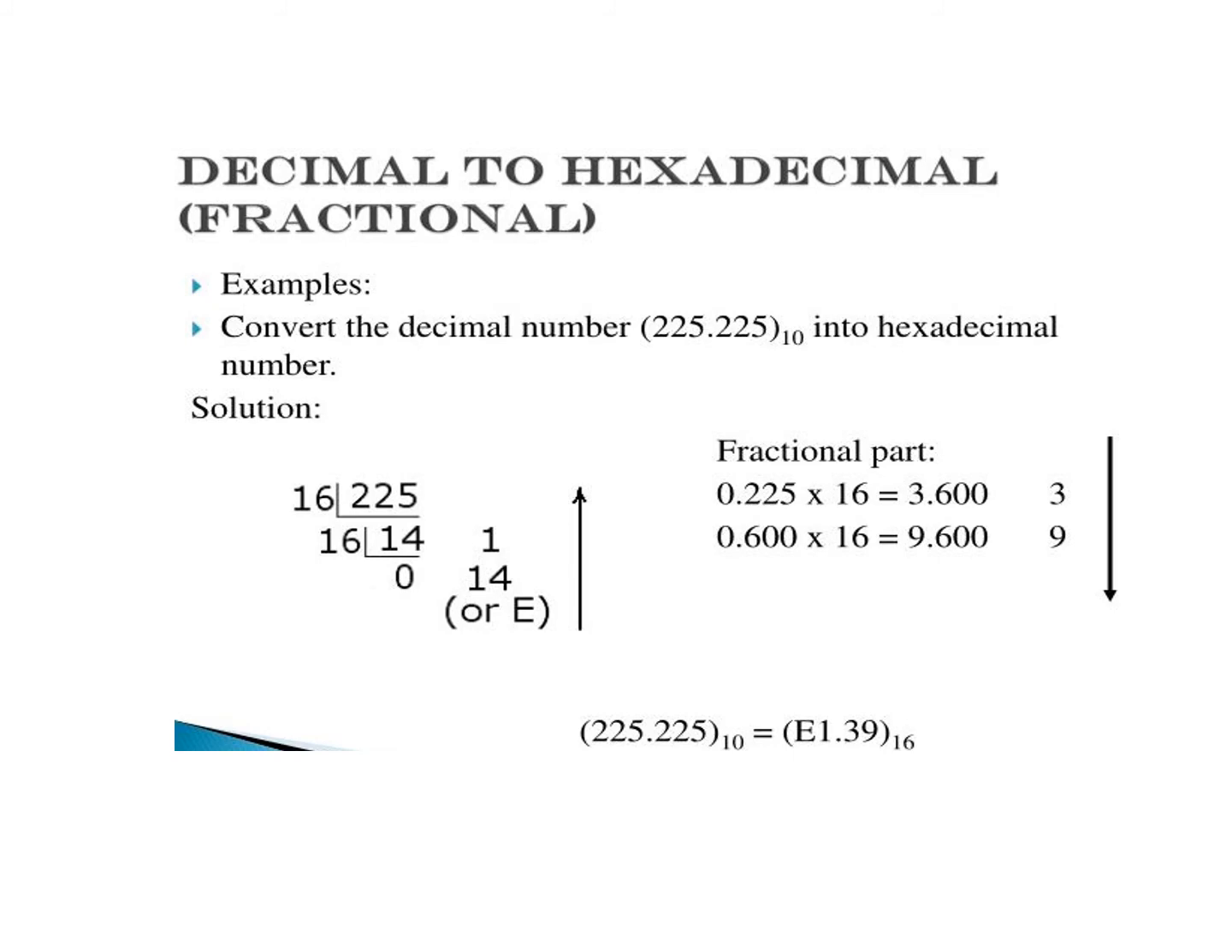And for the fractional part, we will multiply by 16, not divide by 16. The fractional part is multiplied by 16. 0.225 is multiplied by 16, and after multiplication we will have 3.600. So the whole number integral part is noted down on the right, and the fractional part is again multiplied by 16. And stop if the multiplication continues or repeats, so we will stop here. We will take the number from upward to downward. We will note down 39 and we will write it as E1.39, which is the final number after conversion.